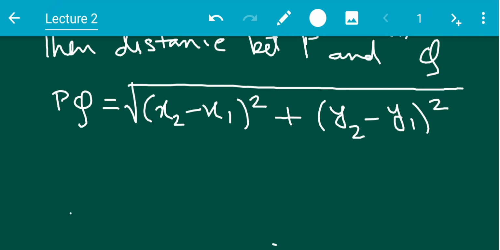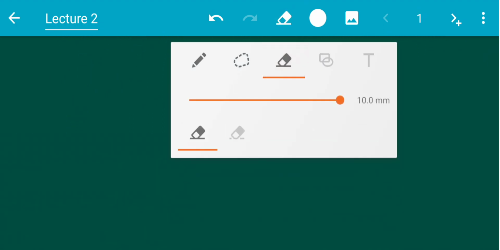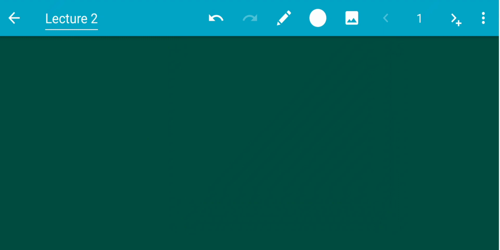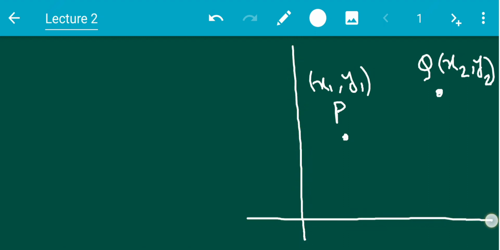So how do we derive this distance formula? For that, suppose this is our P and this is our Q. This is x2, y2 and this is x1, y1. Let us draw a Cartesian coordinate system. So x1, y1 and x2, y2 are with respect to the origin O. This is the y axis, this is the x axis, and this is the distance we need to find.